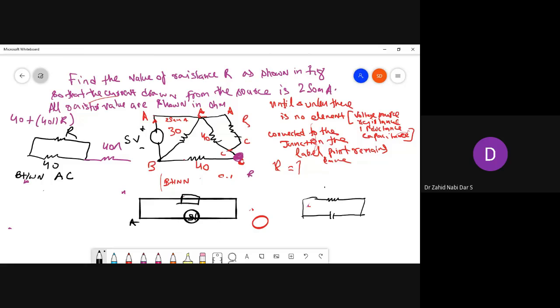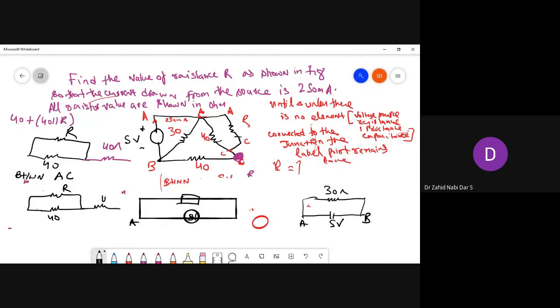Between these points, this is 30 ohm and this is 5 volt. This is point A and B. Suppose I reduce this network. So 40 and R are in parallel. Why are they in parallel? Because they are connected between A and C, and there is one series combination over there, and this is in series with 40 ohm.